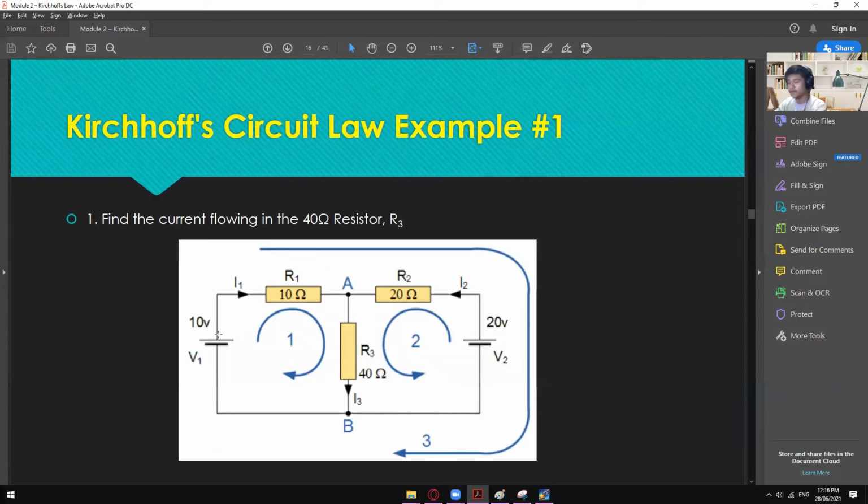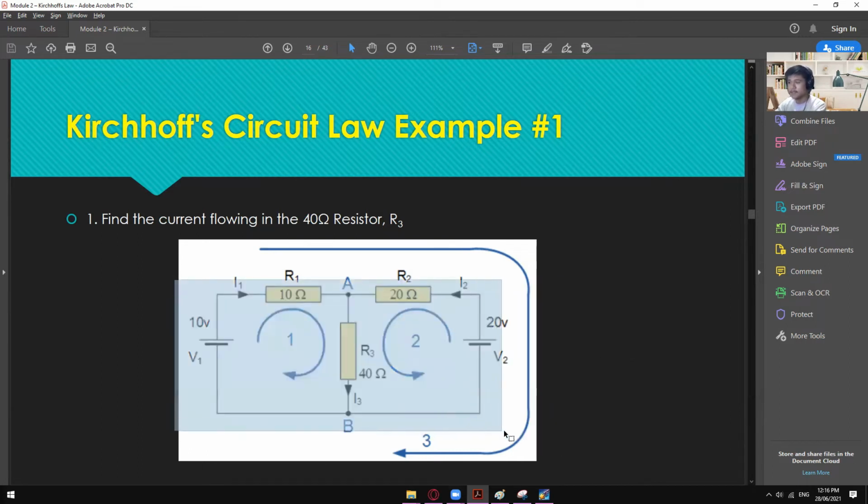Wherein, if you guys are going to take a look at this one, we have a current that will flow right here, and then another current that will flow right here. So we could say that I1 plus I2 is your I3 right here. So that's basically our first assessment regarding the rotations of our loopings right here.